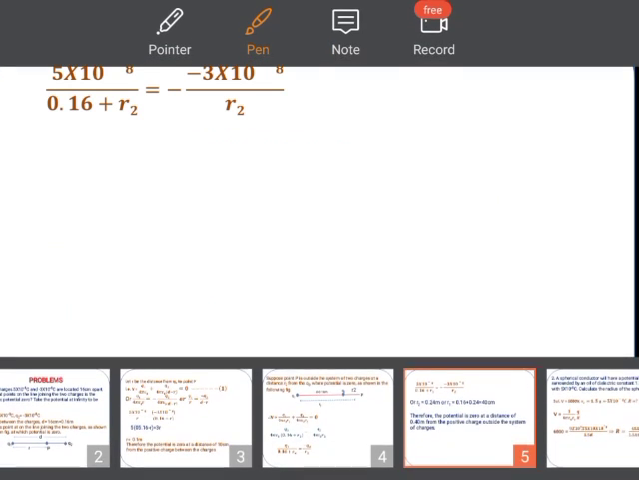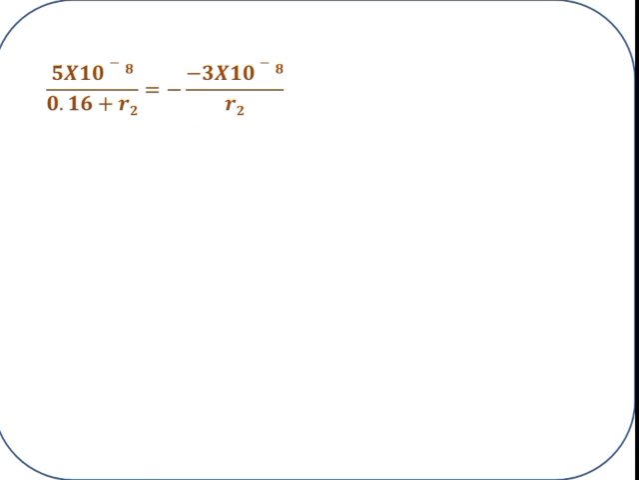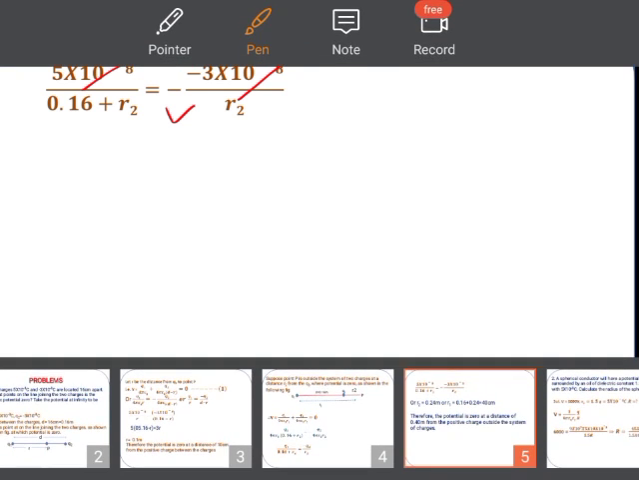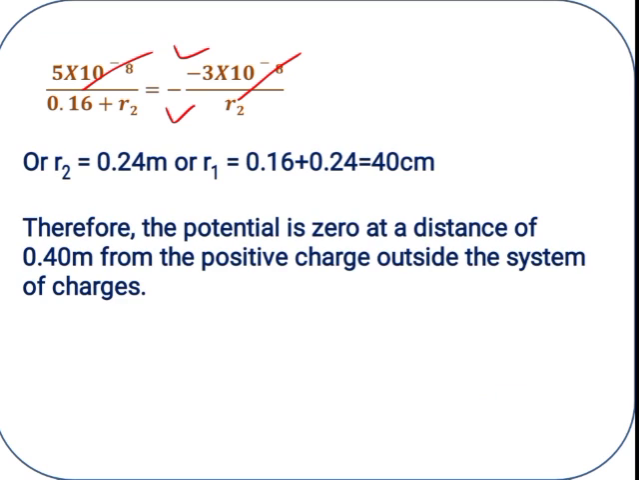Substitute the values of Q1 and Q2, right? So after substitution these two get cancelled. So minus 3, and due to exchanging the values we got negative, so for that reason negative becomes positive, right? Next, after simplification R2 value is equal to 0.24 meter, and R1 is equal to, what is R1?